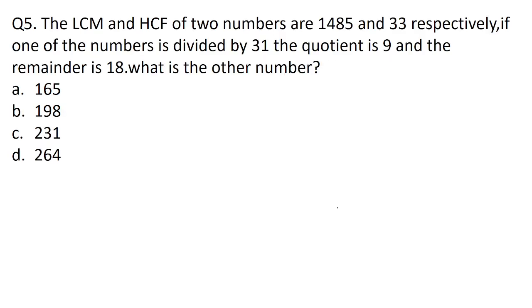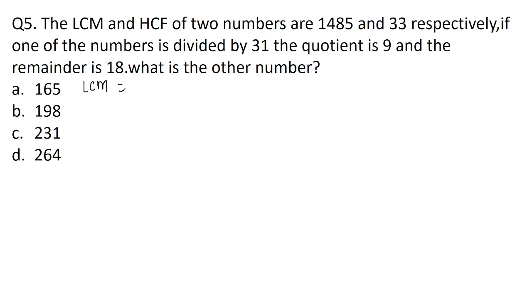Moving ahead to question number 5. LCM and HCF of two numbers are given to you as 1485 and 33 respectively. Okay, LCM is 1485 and the HCF is 33. If one of the numbers is divided by 31, the quotient is 9 and the remainder is 18. What are the numbers? Now look here, what is the other number? You have to find it out.